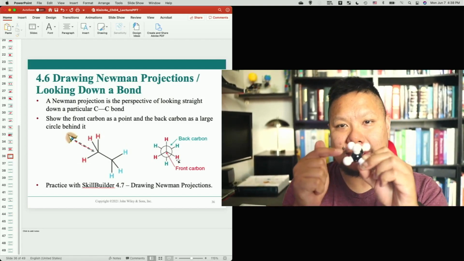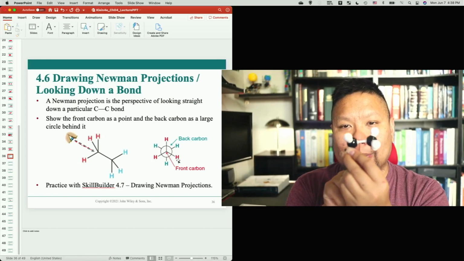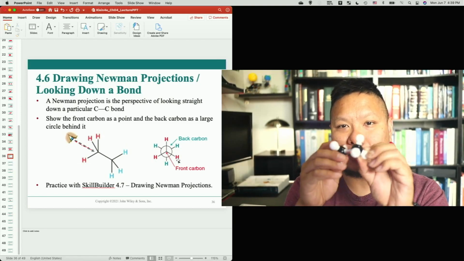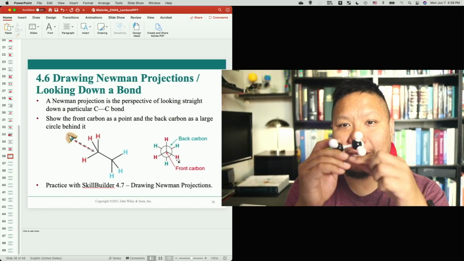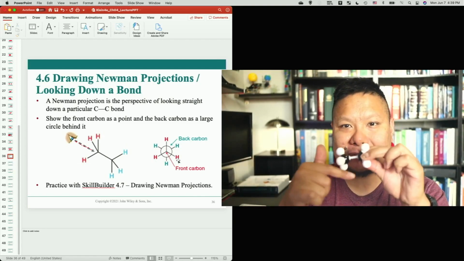The interesting thing is that if you were to switch this bond out and put a double bond in there, you wouldn't be able to twist it this way. You wouldn't be able to rotate it. So these molecular model kits are actually very accurate to how we look at Newman projections and such.